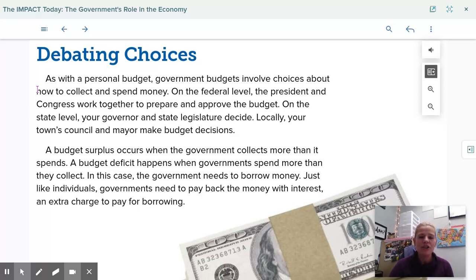A budget surplus occurs when the government collects more than it spends. A budget deficit happens when a government spends more money than they collect. In this case, the government needs to borrow money. Just like individuals, governments need to pay back the money with interest, an extra charge to pay for borrowing.